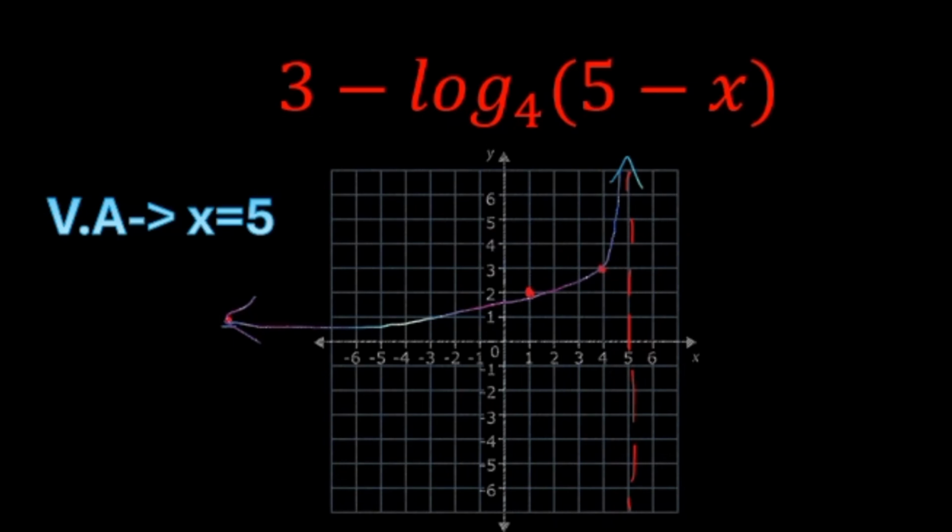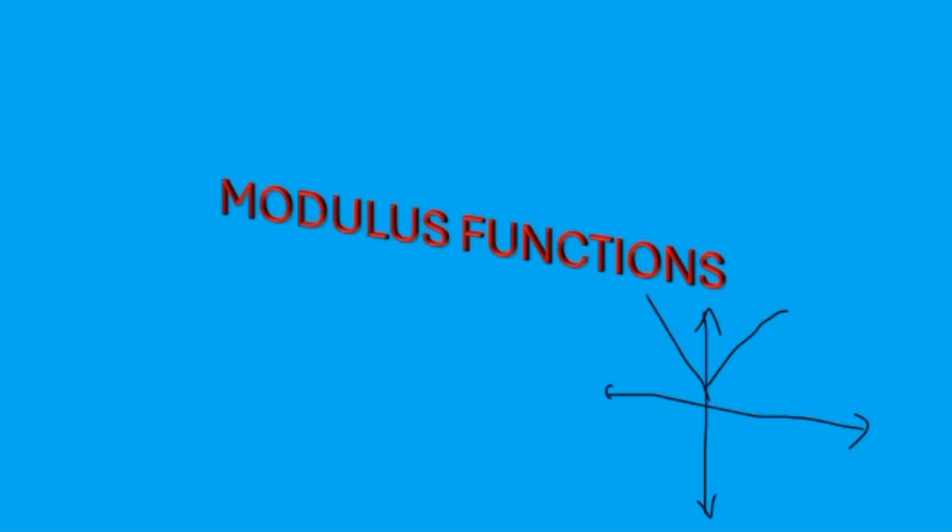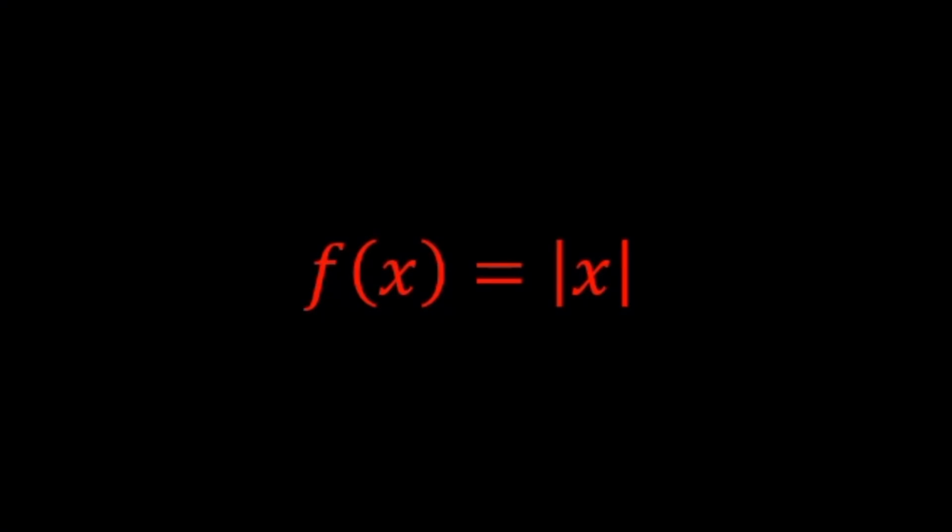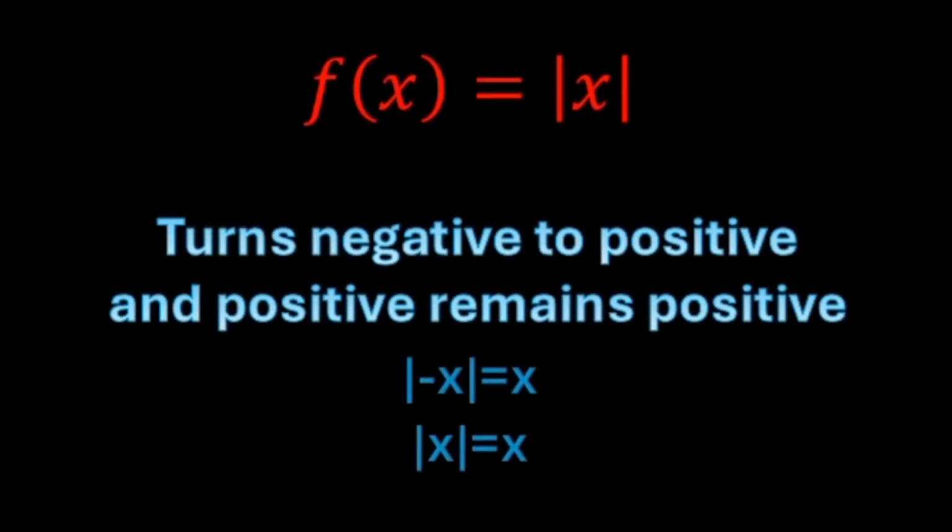Now we are moving on to modulus functions. The modulus function accounts for some tricky pre-calculus questions. It's denoted by f of x is equal to modulus x. It's basically that if we put in a negative value for x, it will always pump out a positive one, and if we put in a positive value of x, it will still pump out a positive one.